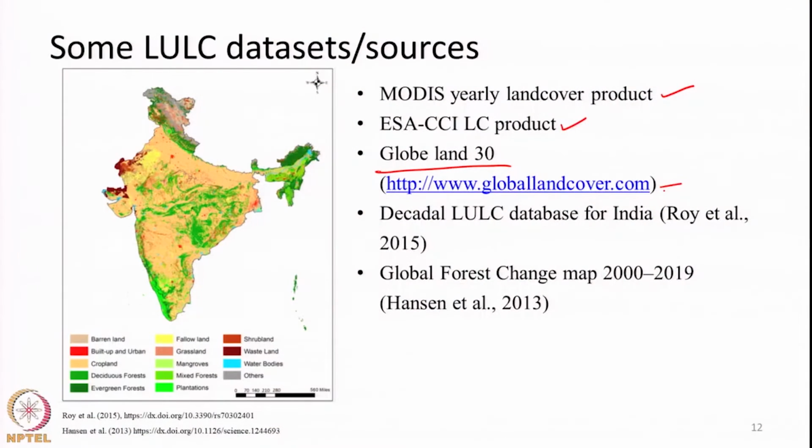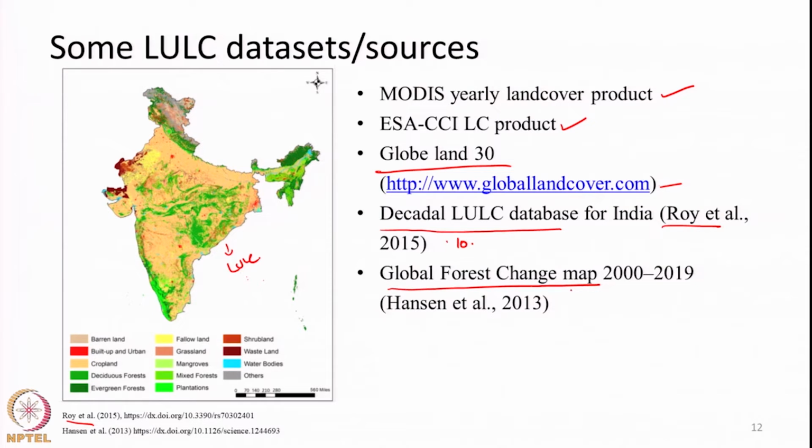Then for India, there is what is known as a decadal LULC database produced by Roy and others in the year 2015, where they had LULC map at every 10-year gap. Say 1985, 1995, 2005. So, this is just one such example of an LULC map taken from Roy and others, published in the year 2015. So, this again is openly available, but I think the data is available only till 2005 if I remember it correct. And also there is a global forest change map.